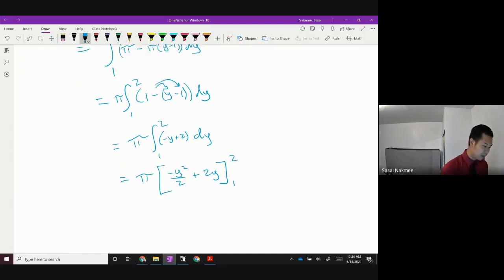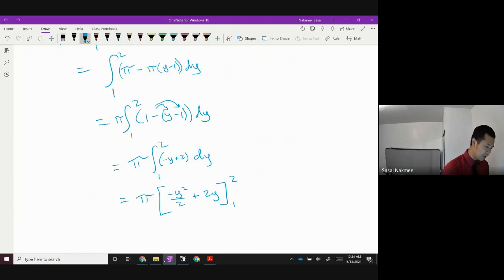Where did the 2 come from? If you distribute that negative sign, this becomes 1 minus y plus 1. 1 plus 1, that's where that 2 comes from. Or are you talking about the 2 that's in the integral? Because I didn't show that one either. Yeah, but that's where the plus 2 comes from.